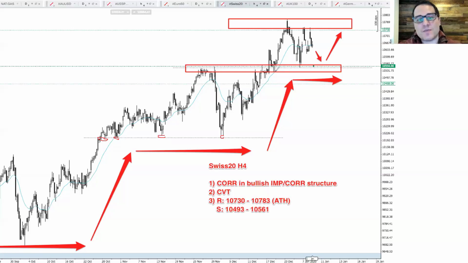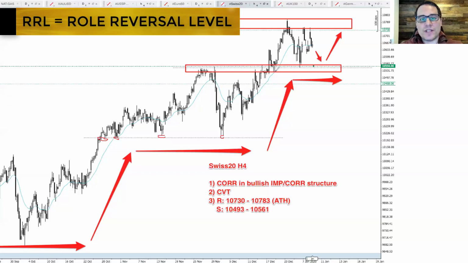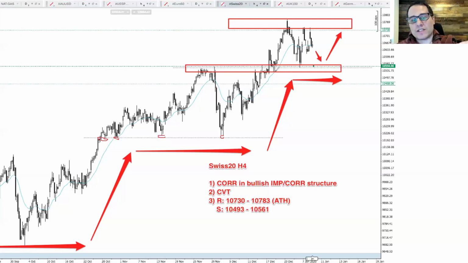That's two sides of the market, the bears and the bulls, confirming that and communicating, hey, this is a very important level for us. We're communicating this through the price action and order flow. Both sides are respecting this, so it's a very clean level. It's what we call an RRL, role reversal level. That's when a level that acts as resistance turns to support, or a level that acts as support turns to resistance. The role of that level is flipped.